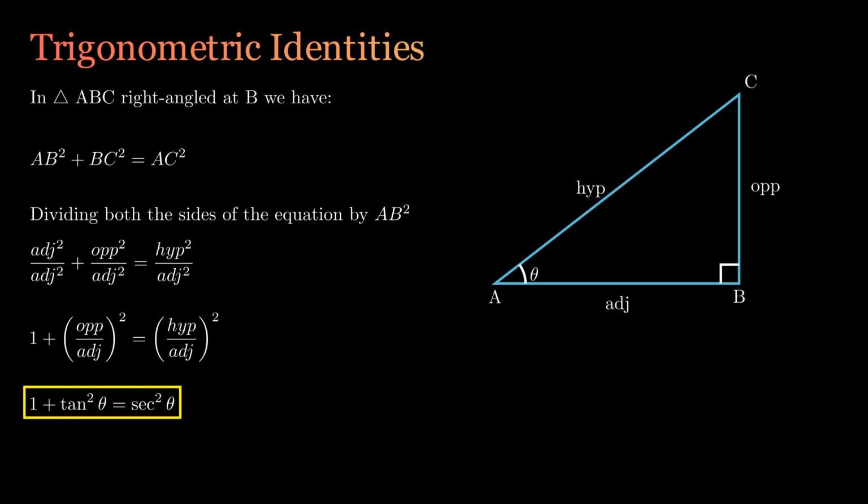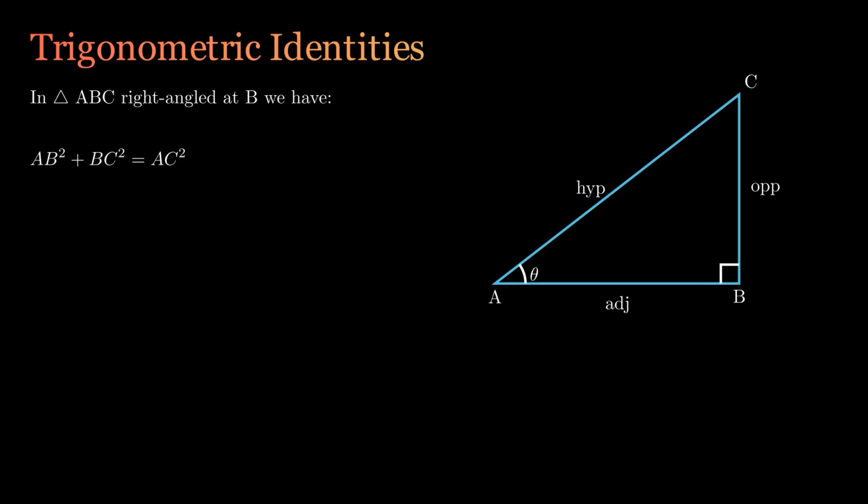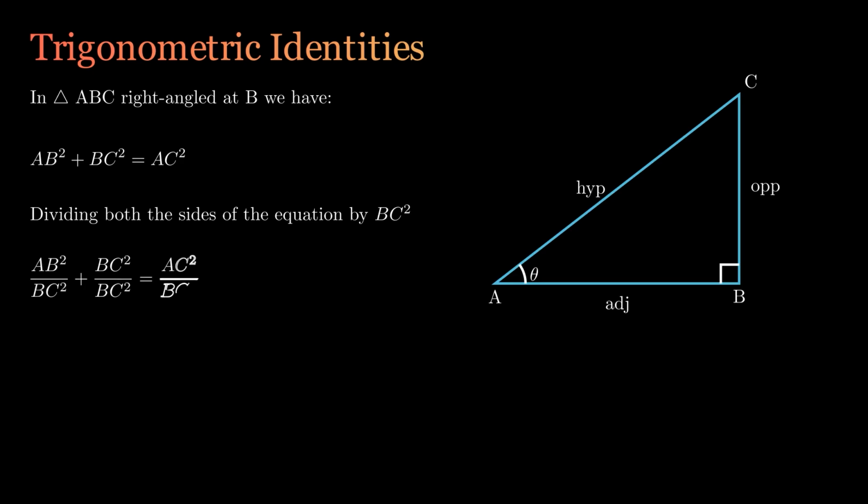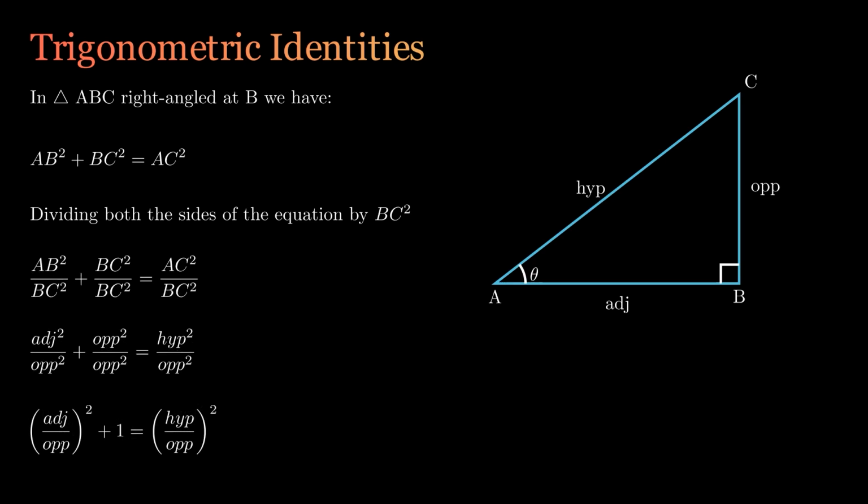Let's divide this equation by BC square. What do we get? AB square by BC square plus BC square by BC square is equal to AC square divided by BC square. AB will become adjacent and BC will become opposite and AC will become hypotenuse. After simplification, we will get cot square theta plus 1 is equal to cosecant square theta.